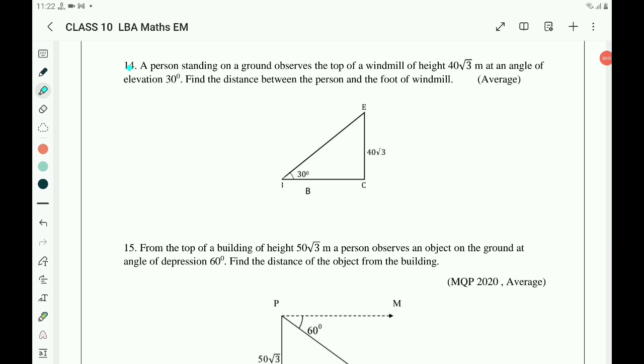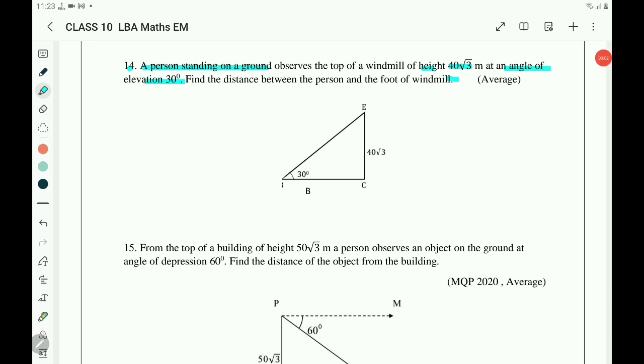Question number 14. A person standing on the ground observes the top of a windmill of height 40 root 3 meter at an angle of elevation 30 degree. Find the distance between the person and the foot of the windmill.